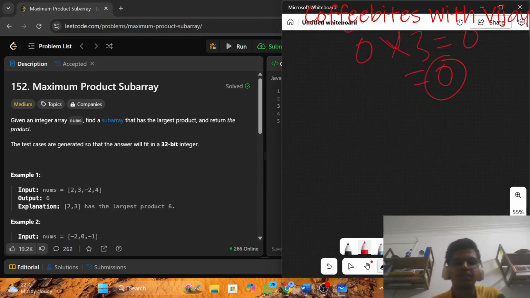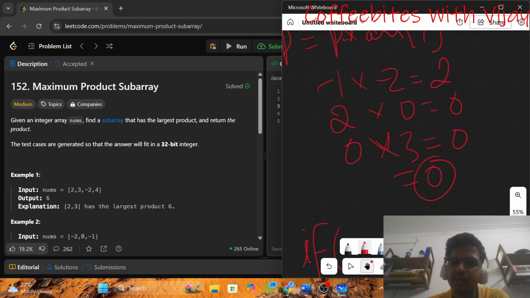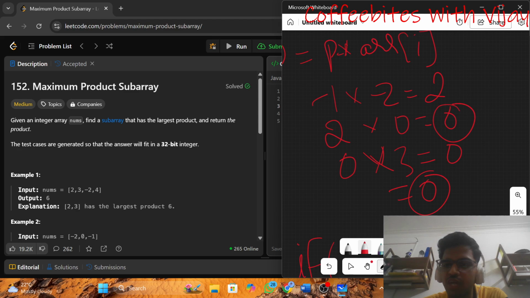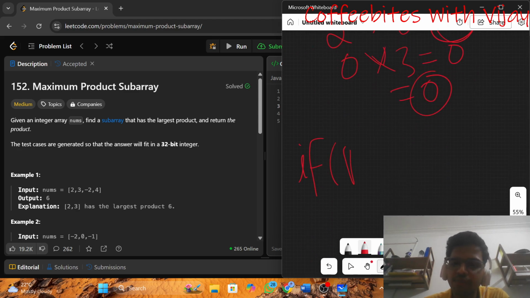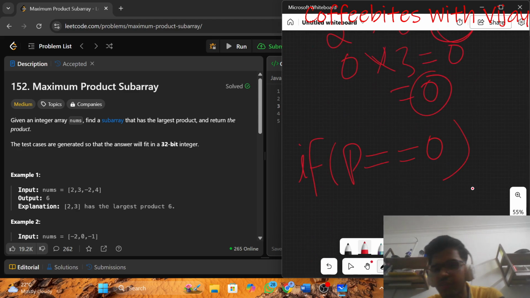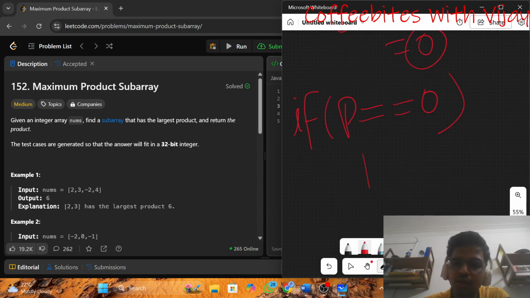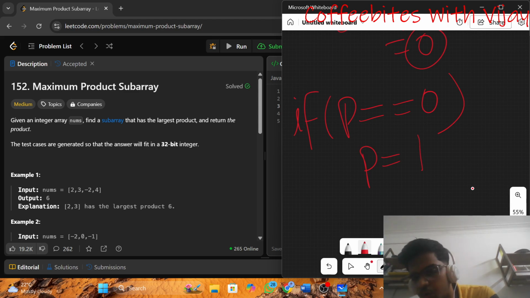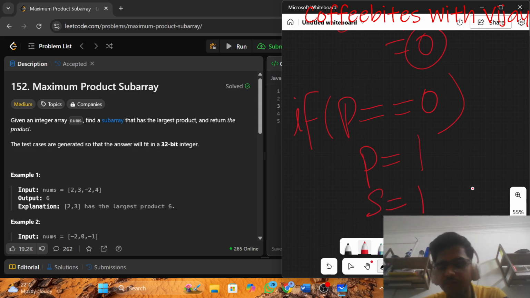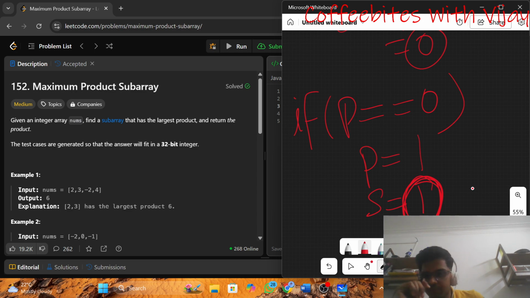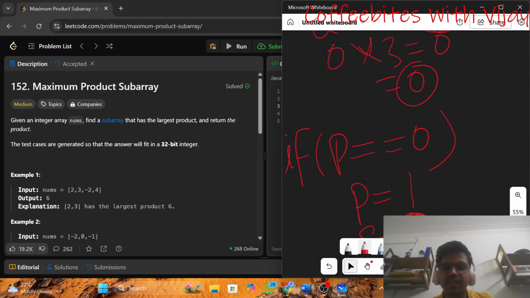How can I write that statement? Like here in this case, the prefix was 0, right? So if I encounter my prefix as 0, I would reinitialize prefix to 1 and suffix to 1. If I encounter prefix as 0 or the suffix as 0, I will reinitialize this back to 1. So now what will happen if I reinitialize back to 1?